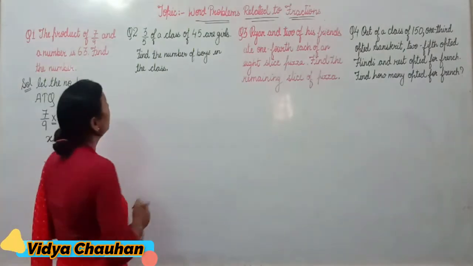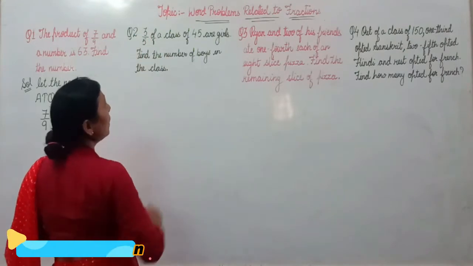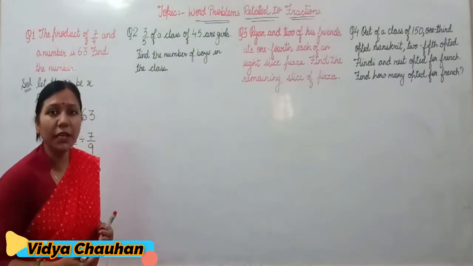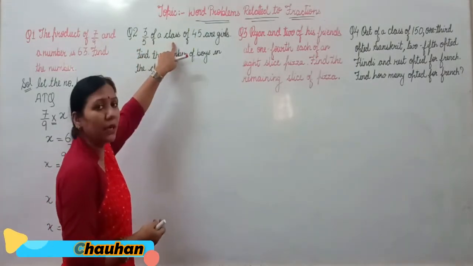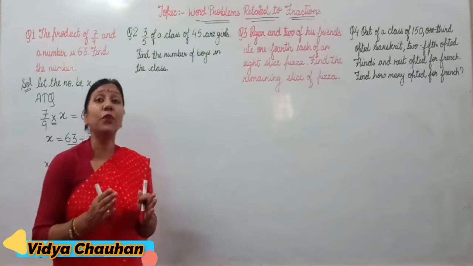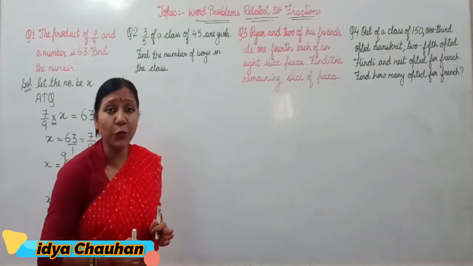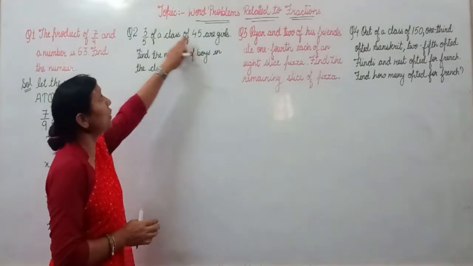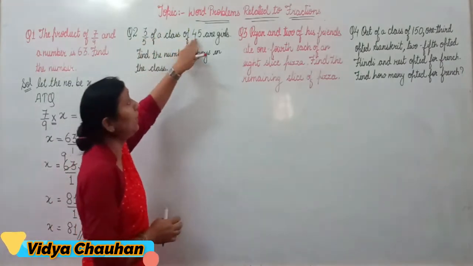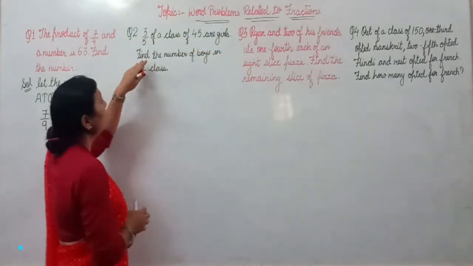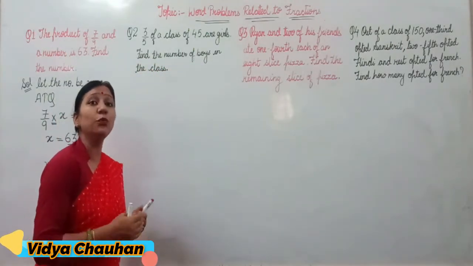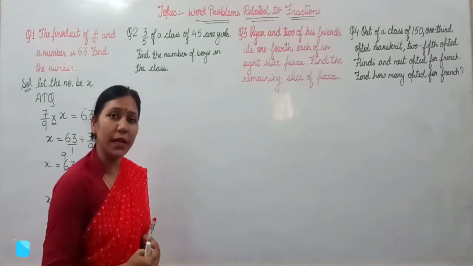Coming to the second question, in which 3 upon 5 of a class of 45 are girls. What is the meaning of this first statement? There is a class whose total strength is 45. There are 45 students in the classroom, and out of those 45 children, 3 upon 5 portion, that means the 3 upon 5 fraction value of 45, are the number of girls. Now we have to find the number of boys in the classroom.